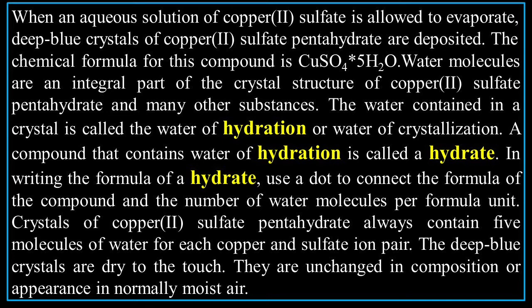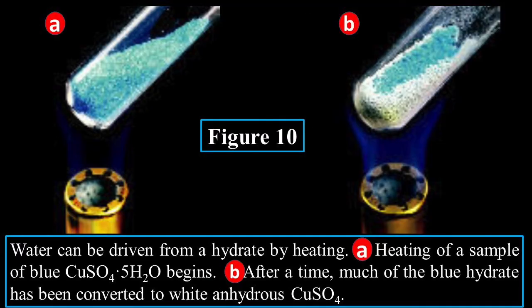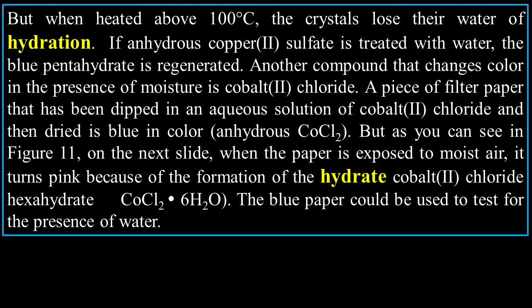A very interesting experiment you can do with copper 2 sulfate: water can be driven from the hydrate by heating. Heating the sample of blue copper 2 sulfate pentahydrate begins. After a time, it turns white, because the water is being driven from it. It's the water bound in the crystals that gives it its characteristic blue color, and when you drive the water out of it, it turns white.